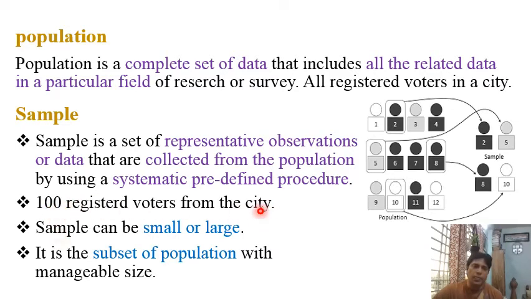From the voters, if we think that there are 10,000 voters in the city, and we have selected 100 from these voters, these voters are the sample of this city. A sample can be small or large. Sample is the subset of population with manageable size. Every sample taken from the population is a subset of the population. So population is the universal set and sample is the subset.